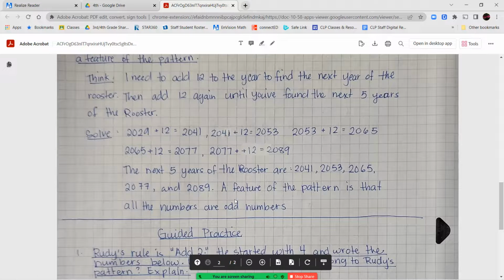A feature of this pattern is that all of these are odd numbers. So you see this one ends with a 7, this one ends with a 9, this one ends with a 5, a 3, and a 1.